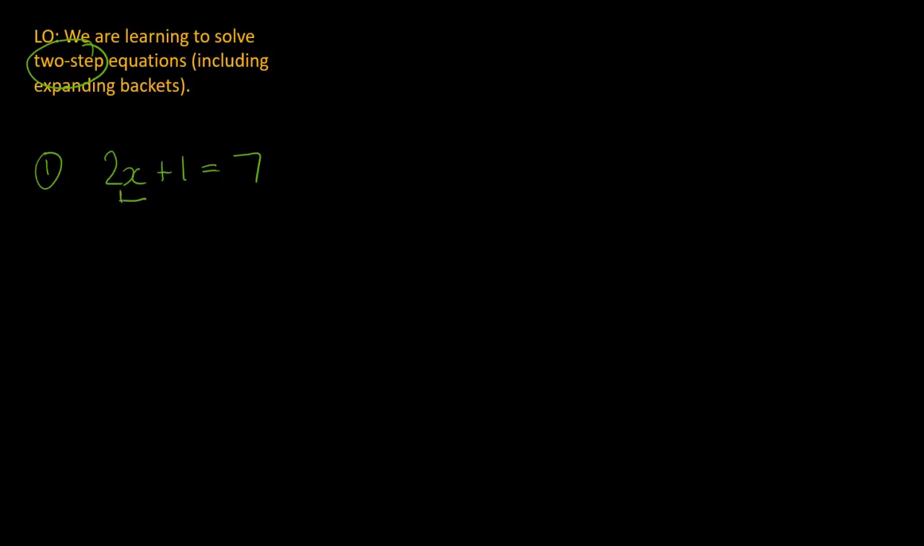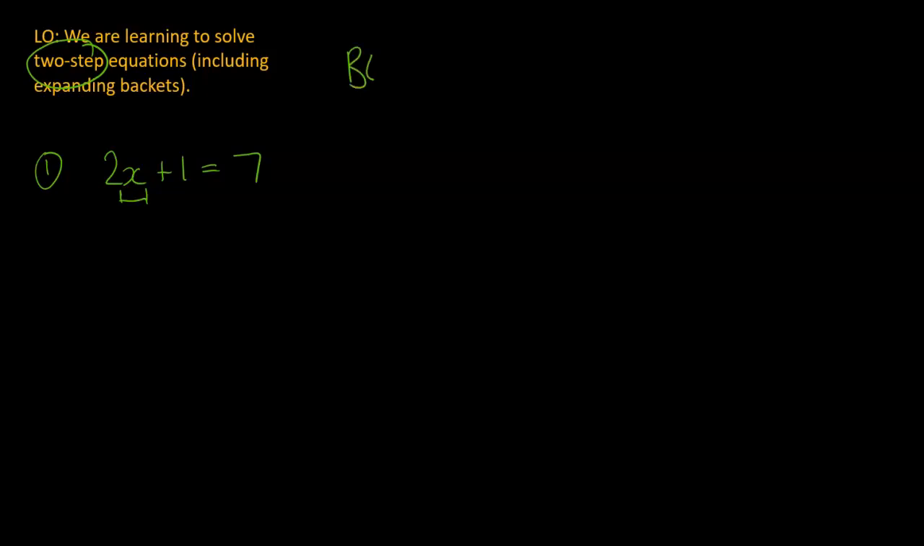Our job is to get that x by itself, which means we need to get rid of this 2 and we need to get rid of this 1. What makes a two-step equation more difficult than a one-step equation is we must move them in the correct order. If you move the 2 first, you're going to get the wrong answer. We actually have to move the 1 first.